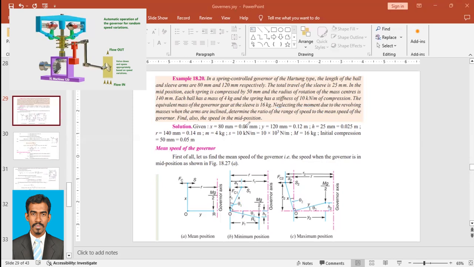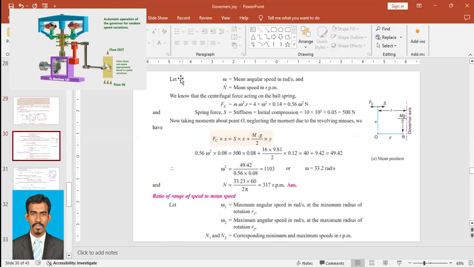So here is the question and here is our data. Now we are going to solve it. Let omega be the mean angular speed in radian per second, and capital N the mean speed in RPM, the usual notation. We know the centrifugal force acting on the ball spring, so now we are going to calculate the centrifugal force FC. FC is equal to m r omega square.